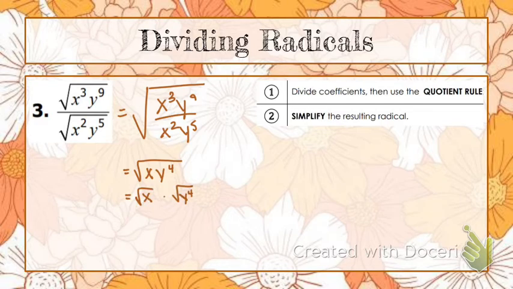Well, the square root of x is already simplified, so we'll just bring it down. But the square root of y to the 4th, remember that when we do this, we do 4 divided by 2, and that is an even 2, so that means that our radical will disappear, and we'll just have y to the 2nd power, because 4 divided by 2 is 2. So now, when we recombine those, we get y squared times the square root of x, and that's your final answer for this problem.